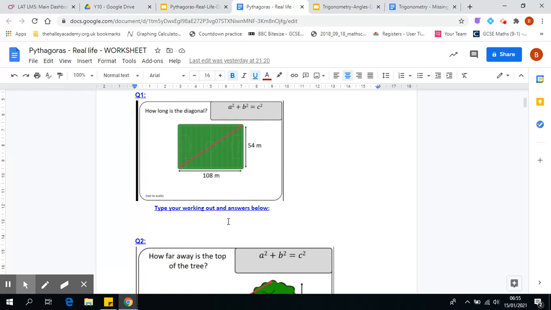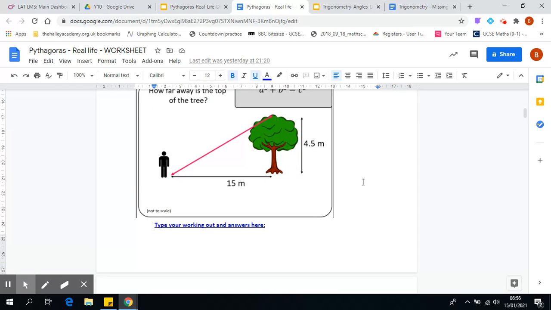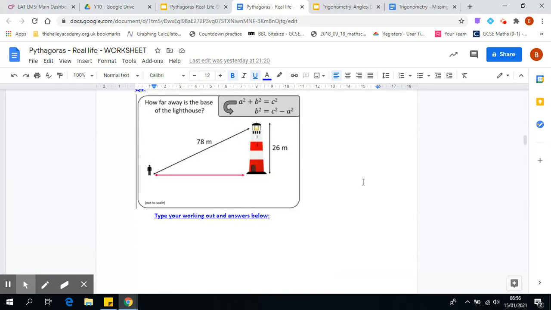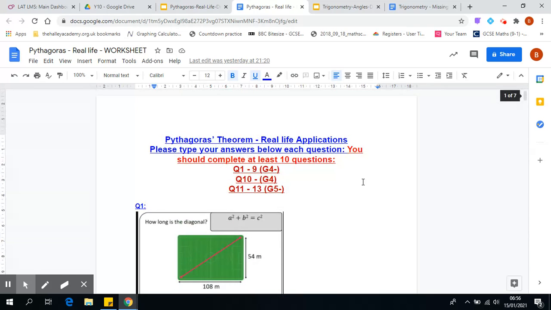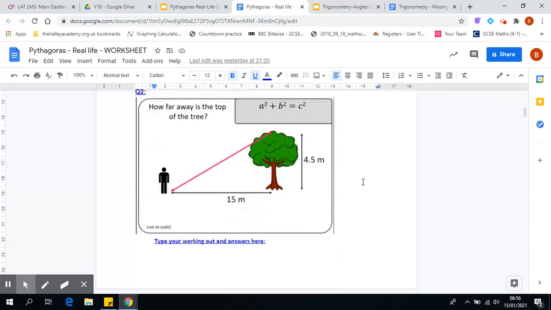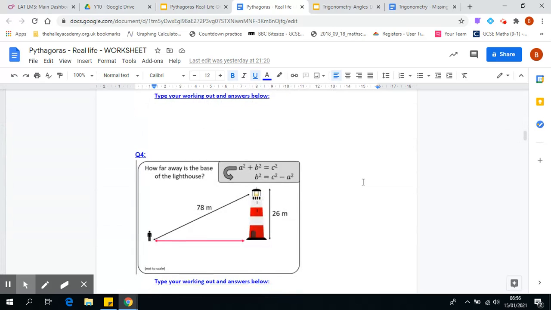It's important you type the working out. It's advisable you sketch the right angle triangle and then you apply the working out clearly. Ensure you square root the final value and round it to one decimal place. Ensure you provide the right units.